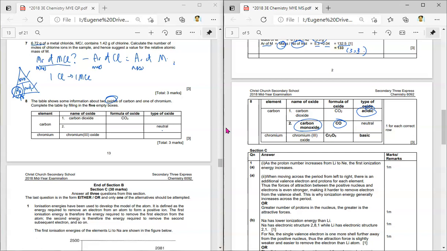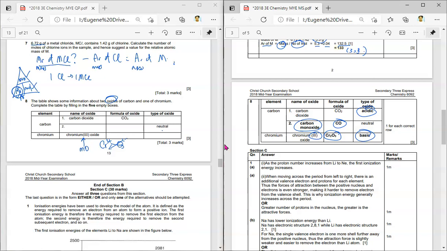Last one, chromium(III) oxide. Most of you say, how do I know what oxide this is? Because this is a metal oxide. Chromium, if you look at your periodic table, is a metal. Generally, metal oxides are basic oxides. The 3 here tells you that the chromium has a charge of 3. Oxide is O2-. So you do your crisscross, and you get Cr2O3. So that's it for question 8.